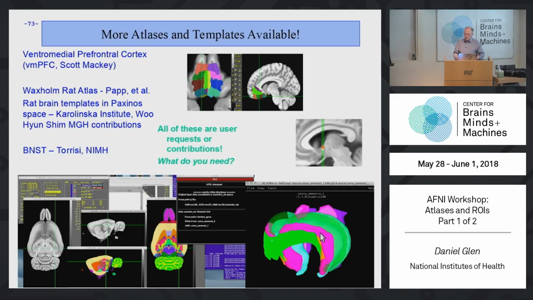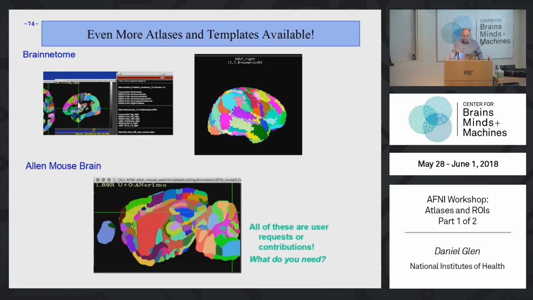So a lot of things you can do with atlases. You can add some atlases pretty easily. Sam Teresi at NIMH, he and two others drew regions for the BNST, and that's just one very, very small region, and we've added that to AFNI too. The Brainnetome project has a lot of regions determined through DTI and resting state fMRI, and we've added that in. Here's the volume and surface renderings of that atlas.